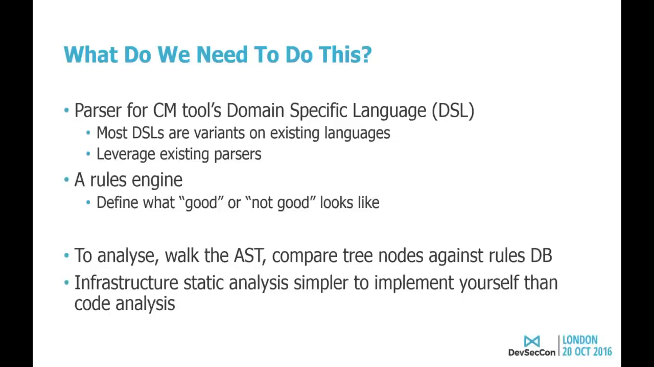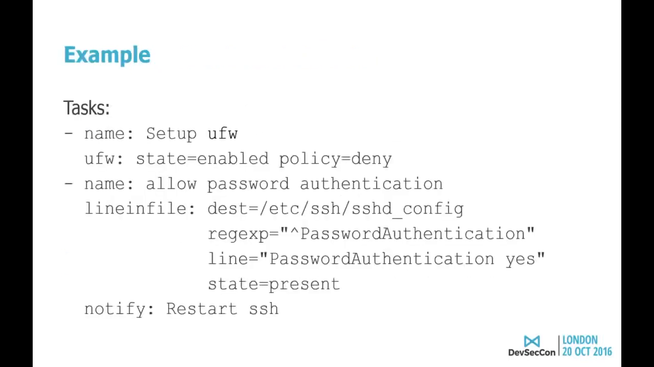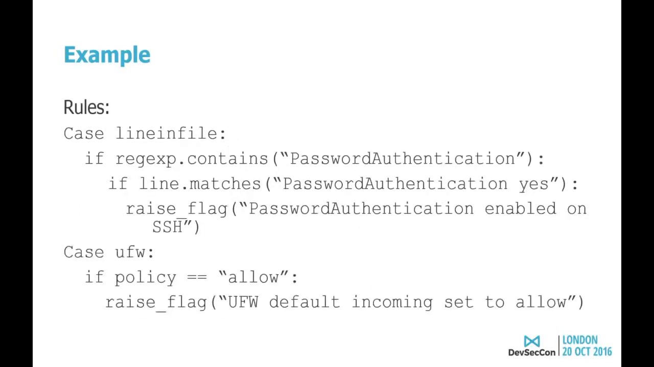As an example, let's take a look at some Ansible. Here we're setting up or enabling UFW on a box, and we're allowing some password authentication through SSH. First one's probably pretty good, second one not so much. So we have some rules that catch these kinds of cases. We look for password authentication. We say if password authentication is yes, then we should probably raise that as an issue. And likewise, if UFW is set with its default policy as allow, that's also not great.